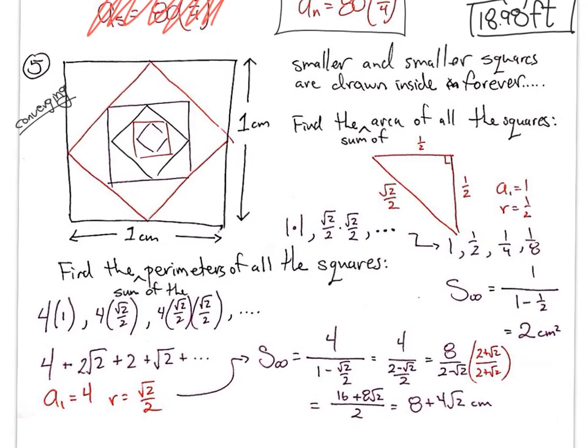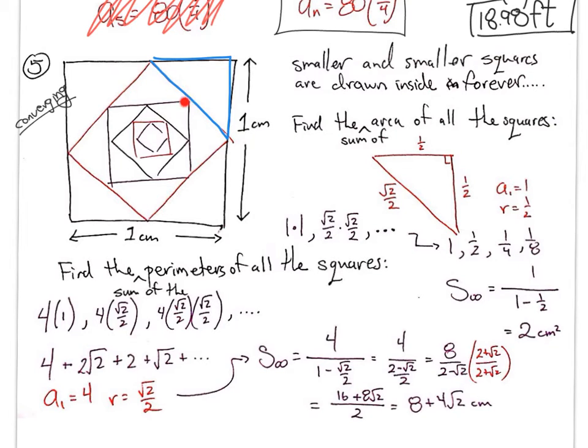Whoa, yeah, cool. So, smaller and smaller squares are drawn inside forever. Find the area of all the squares, or sum of area of all the squares. So what I've done is I've just taken this section, and we know that because this is 1, we know each of these will be 1/2. And using our SOHCAHTOA skills, or our special right triangle skills, we know that this would be root 2 over 2.